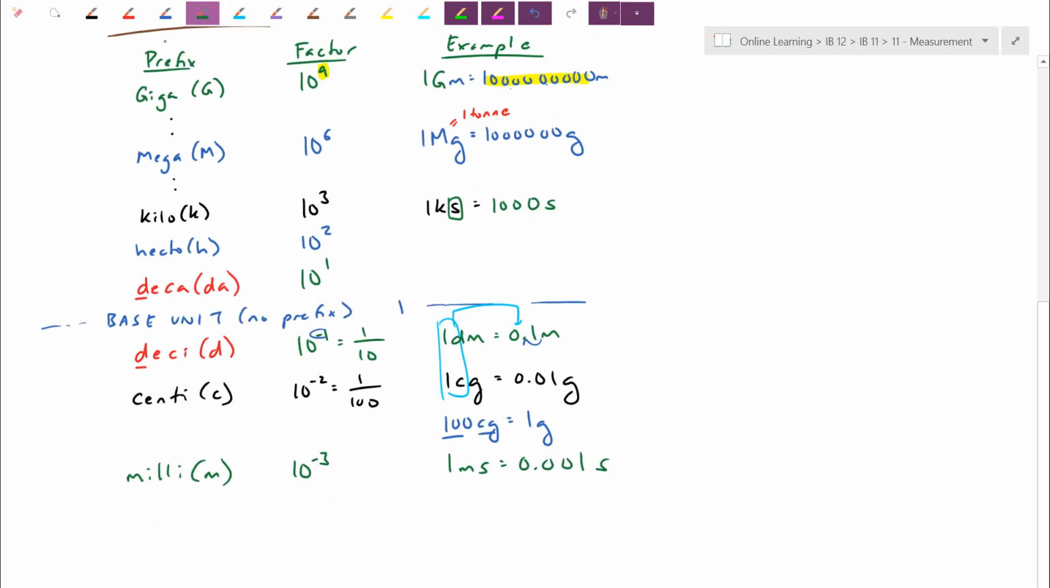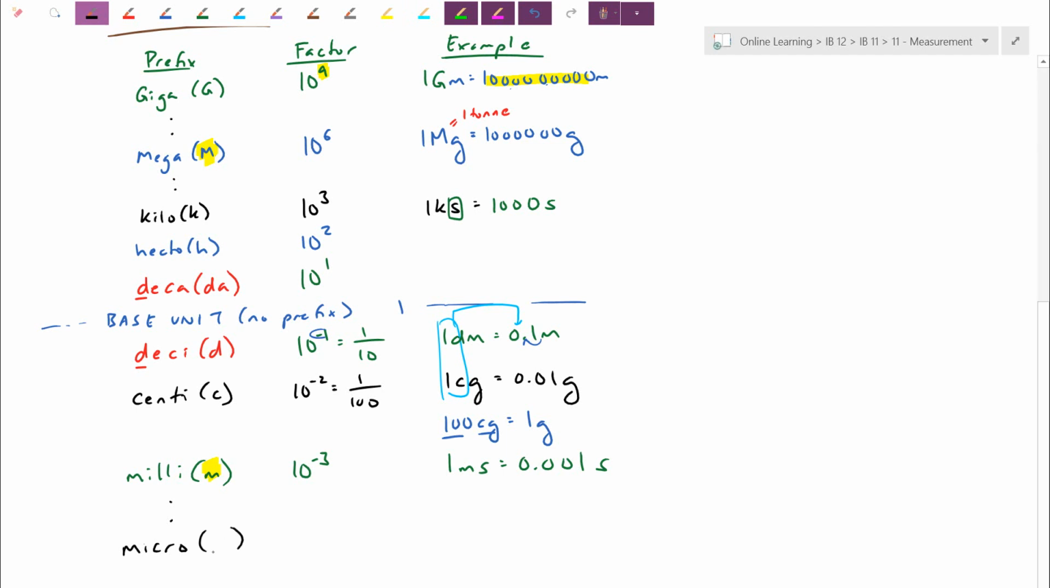Let's do a nice mirror here. On the other side, let's skip 10 to the negative 4, 10 to the negative 5. Going down to a millionth, instead of being a million bigger and getting mega, let's go a million smaller. We're actually going to get a micro here. Micro, unfortunately, we've used the capital for mega. We've used the lowercase for milli. In this case here, we're going to switch over to the Greek.